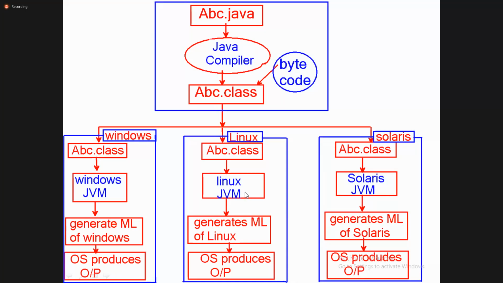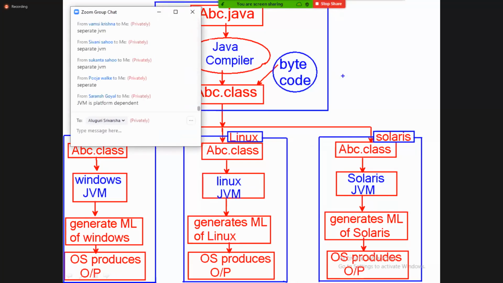Now I want to ask one question. Everyone try to answer. Tell me. I am taking another computer. In this computer, my operating system is HK operating system. I developed one new operating system.